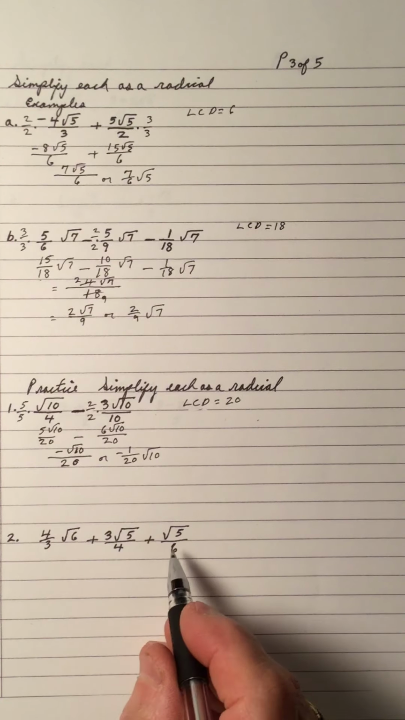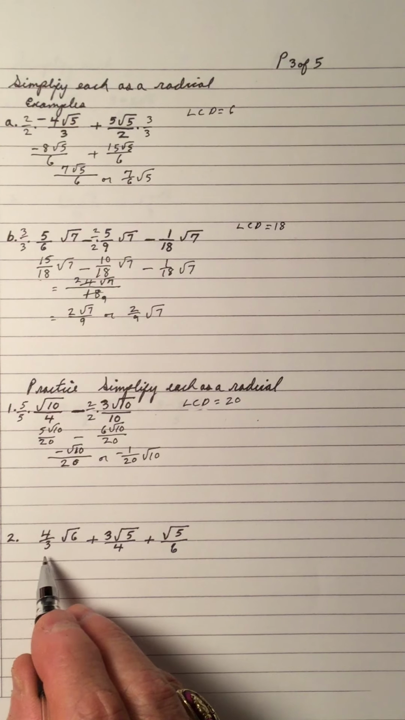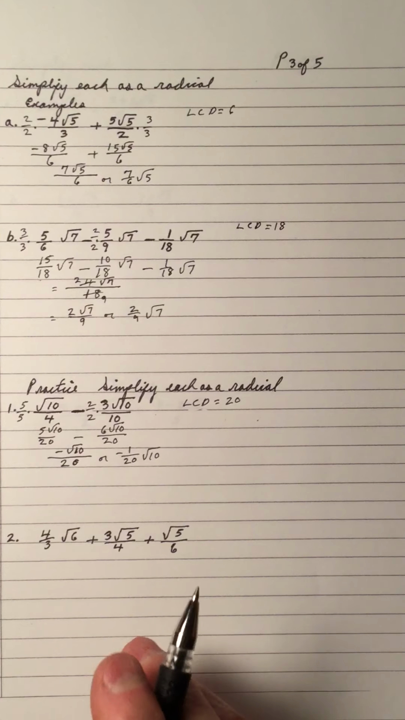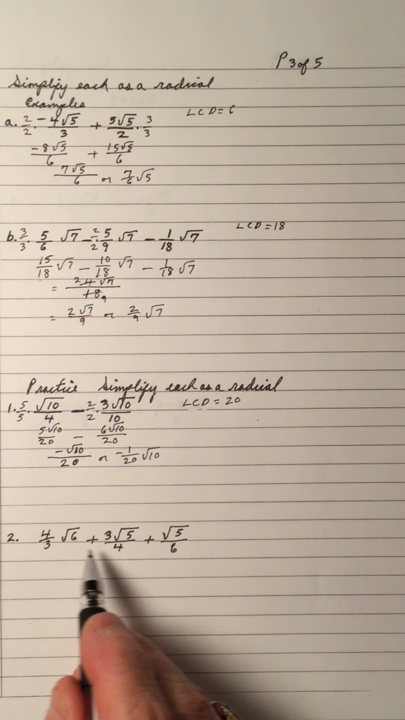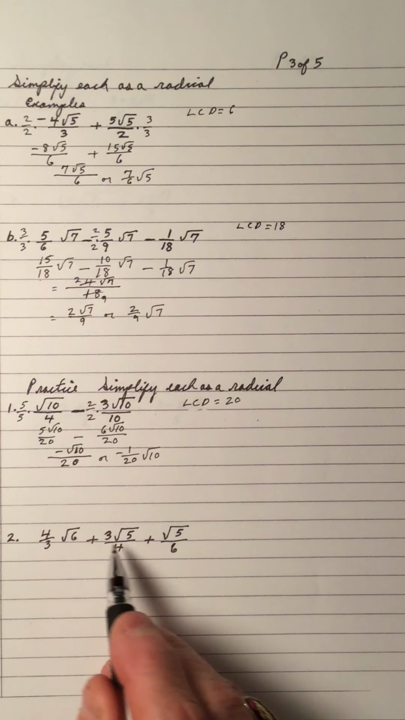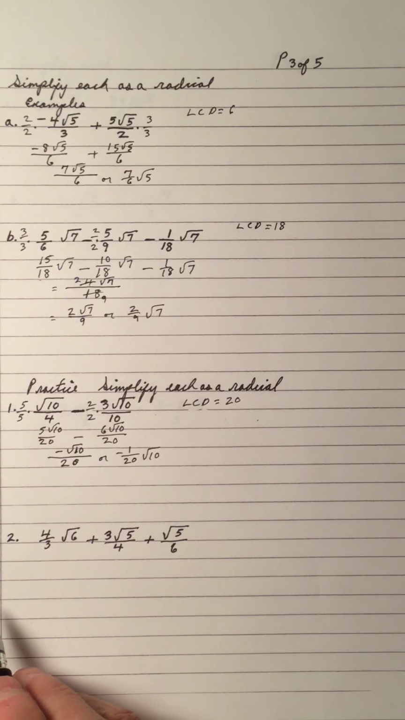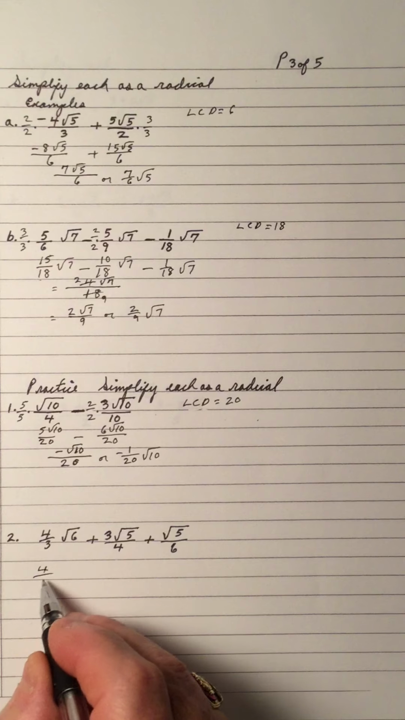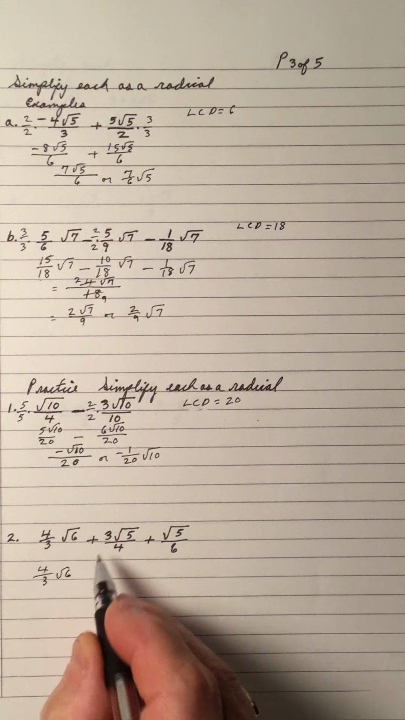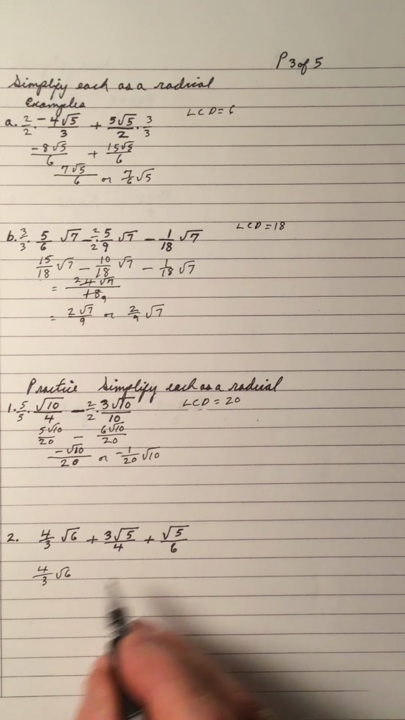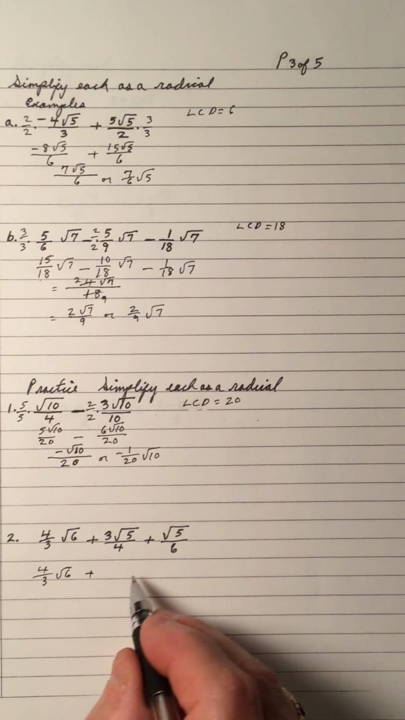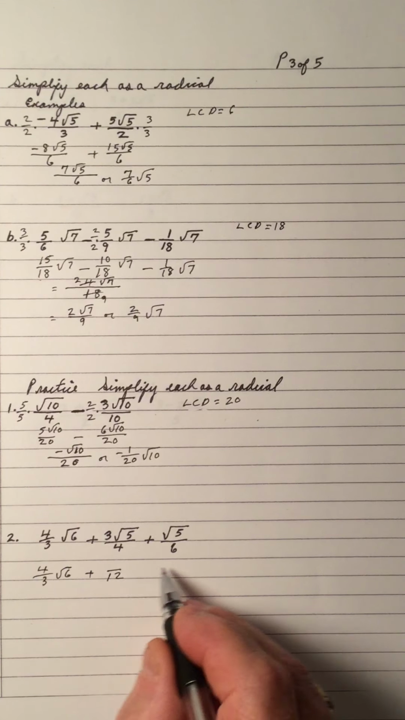Number 2. Now we have an LCD. We have to add these. If we want one denominator, the only ones that can really add together would be these two. We can't add root 6 to these two. So sometimes you can leave that alone. These are the only ones that will add, because I can't add root 6 to root 5. So a common denominator for 4 and 6 is 12.